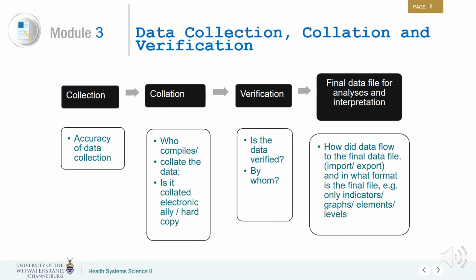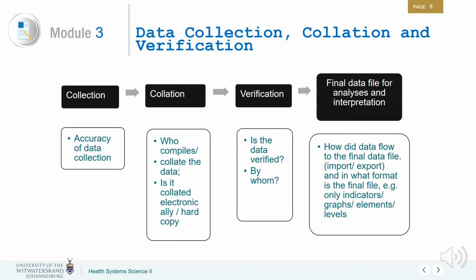So the issue of data collection, collation, and verification can be a complex one. There could be accuracy issues with the data that's being collected, and there could also be issues with how that data is being compiled together, the collation of it. Finally, we have to make sure that if we are collecting data and putting it together, that there are measures to verify how well that data has been collected.